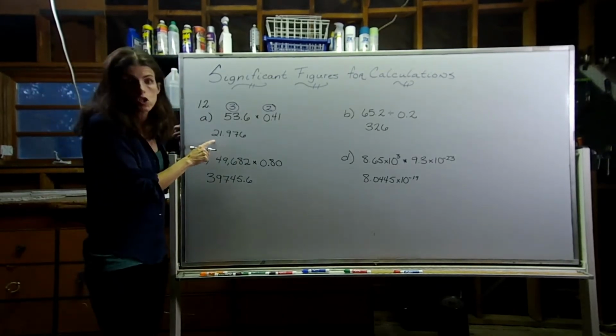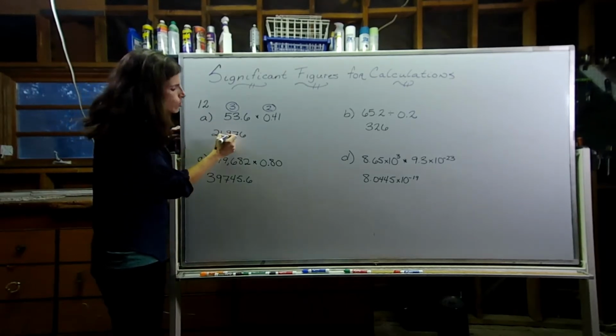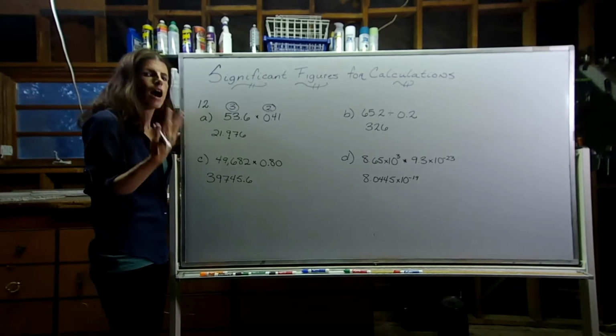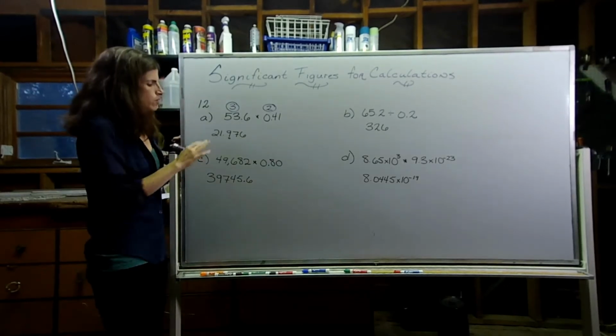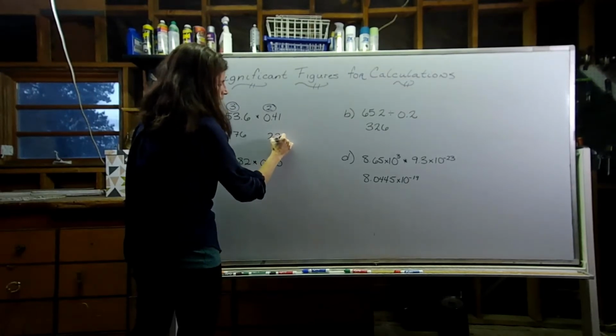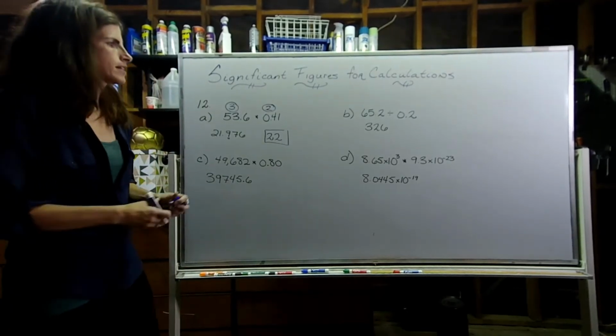But I can only report this final answer to 2 sig figs. So I'm going to keep the 2 and I'm going to keep the 1. And then you always look at the next digit. If it's 5 or higher, you're going to have to round up. So I'm going to report my answer here as 22. Those 2 sig figs. Next problem.